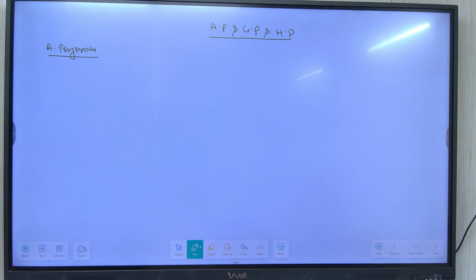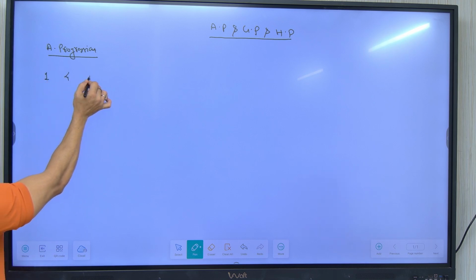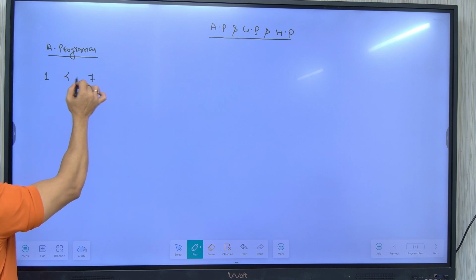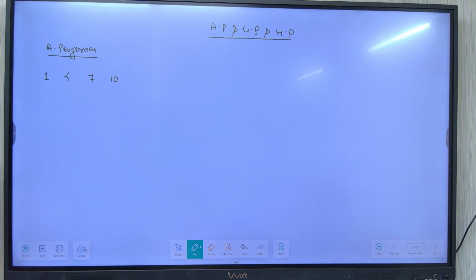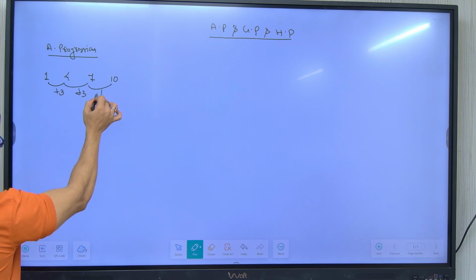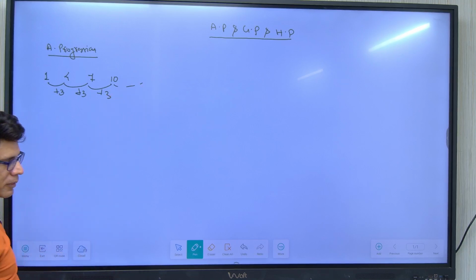right? Let's say if I take one number as 1, second is 4, then 7, and then 10. And then I ask you what is the next term. Can you tell me the next term? 13. How do you identify it's 13? Yeah, because it's increasing by what? 3, 3, 3. Right? So you got the pattern. The pattern is it is increasing by 3, 3, 3, and so on, right?